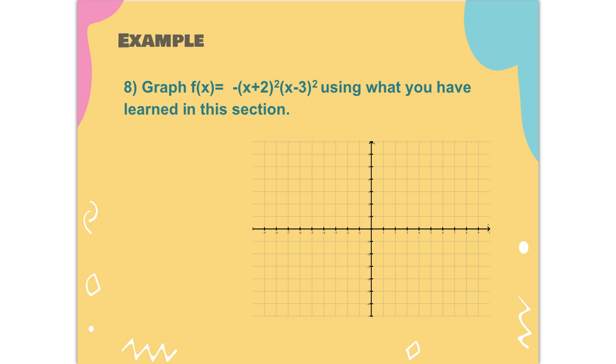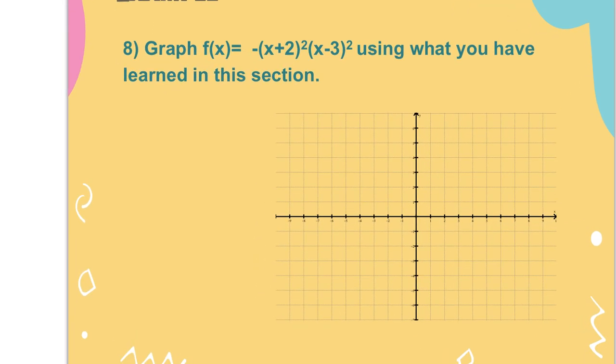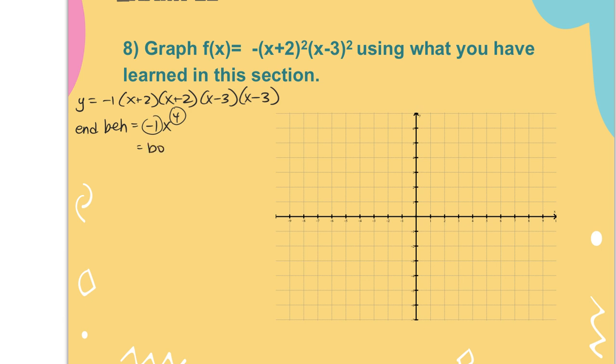And our last slide, again, is that expanded form. It's factored form, basically. So again, I'm going to expand it out. I'm going to get -1, x plus 2, x plus 2, and x minus 3 and x minus 3. So my leading term to determine my end behavior is going to be -1 x to the 4th. And so because my degree is even and this is negative, I know it's going to be both ends down. That's one solution I'm looking for here.